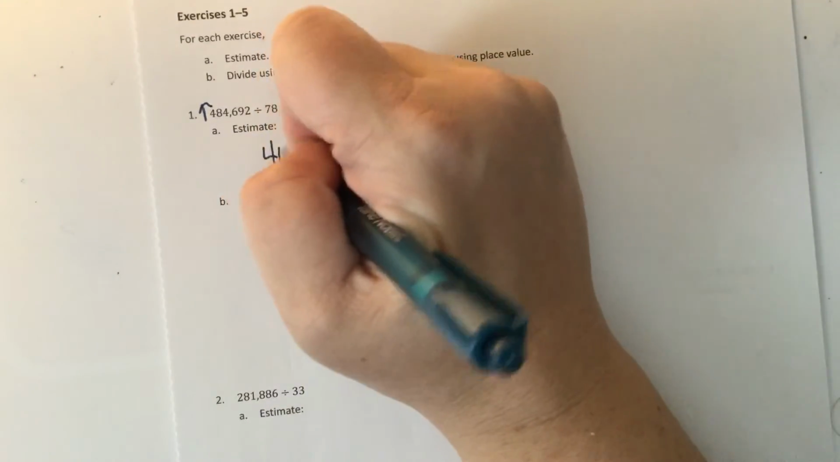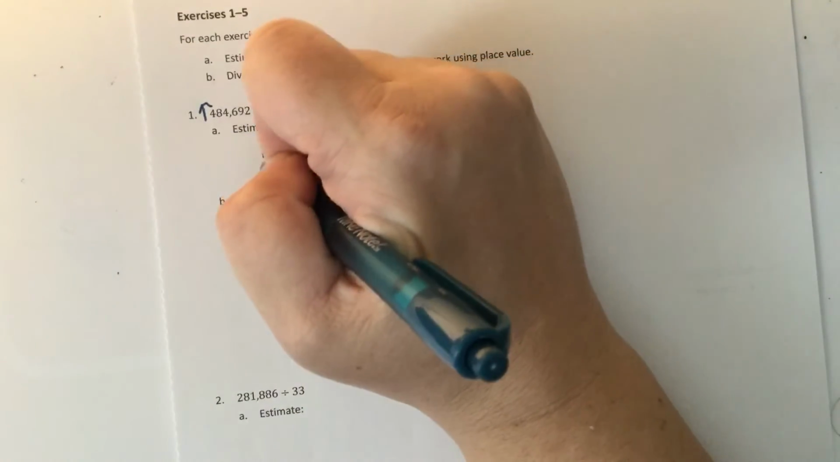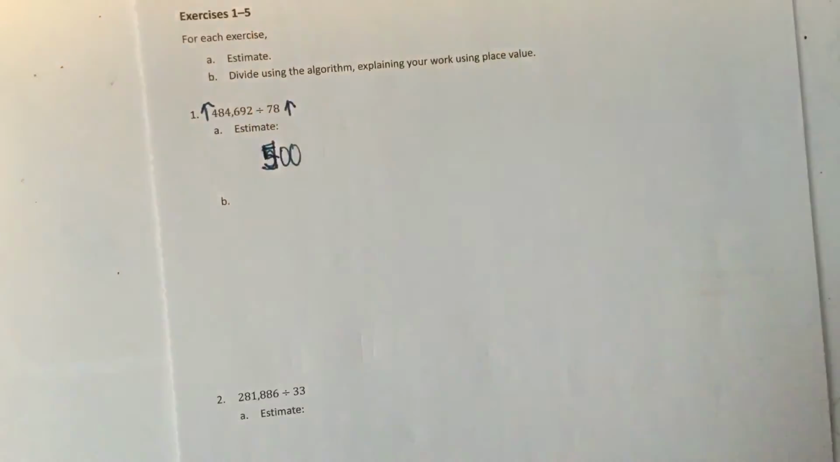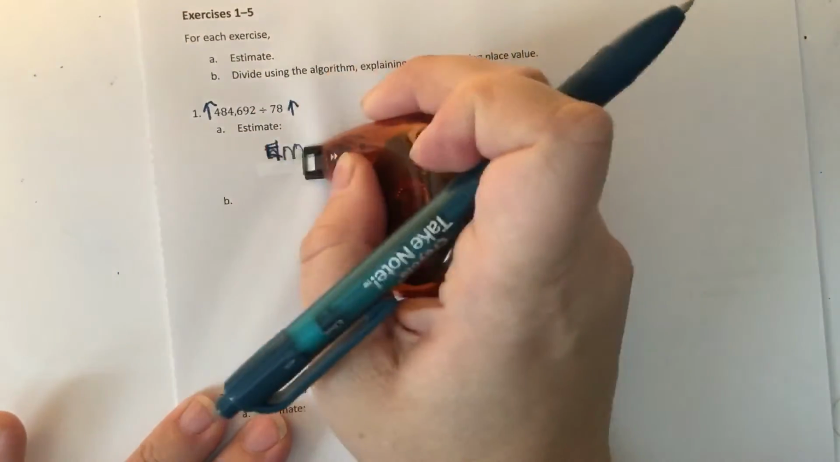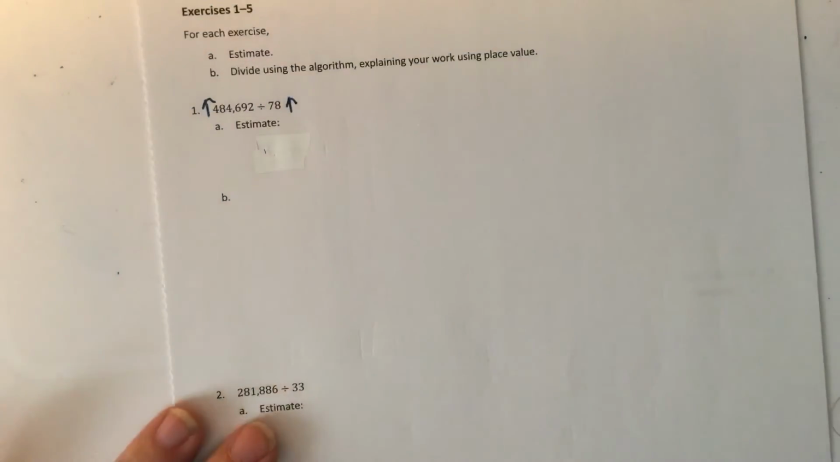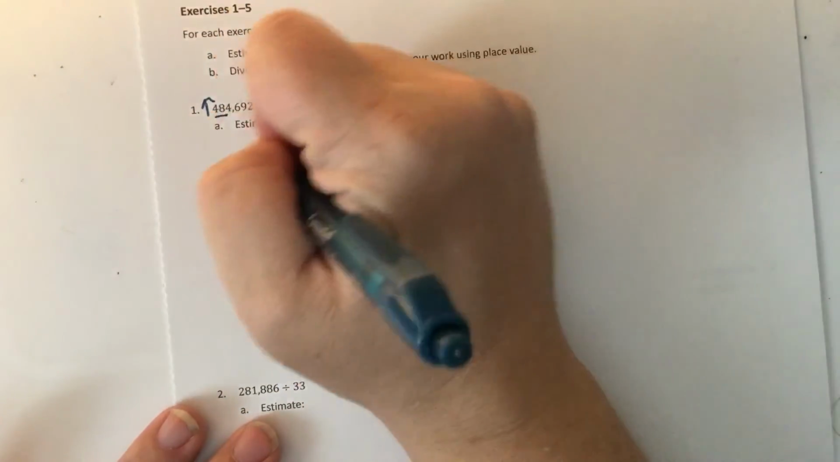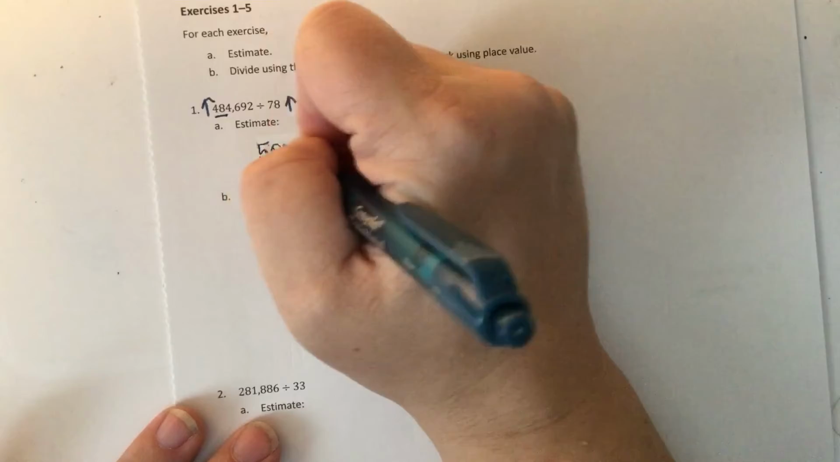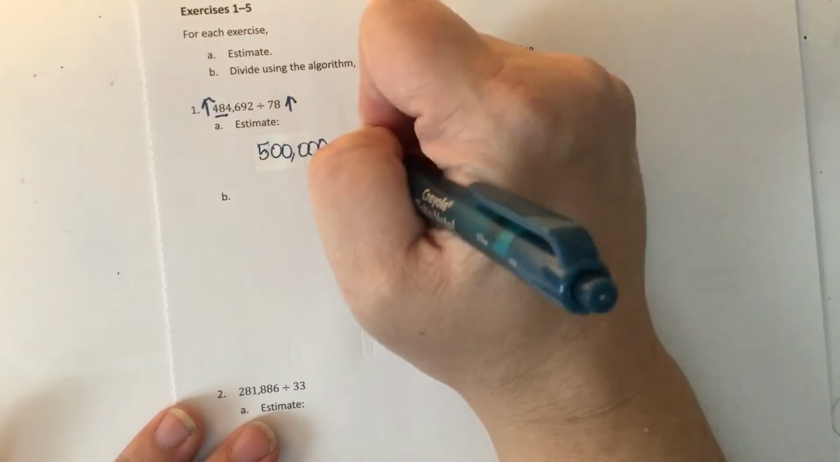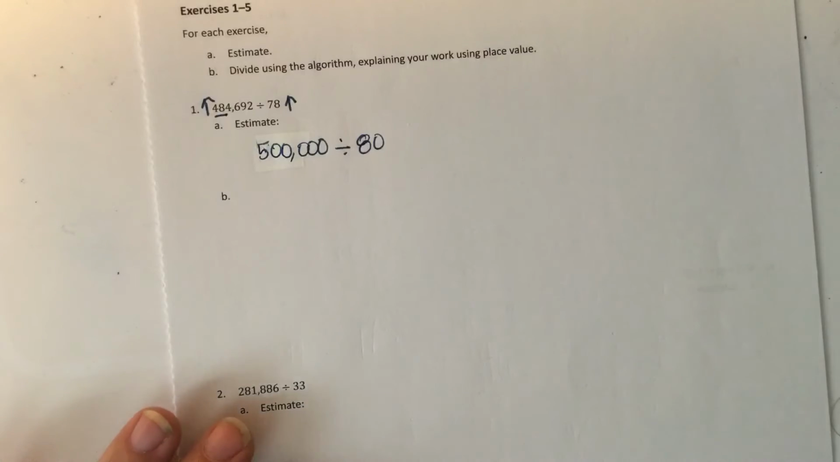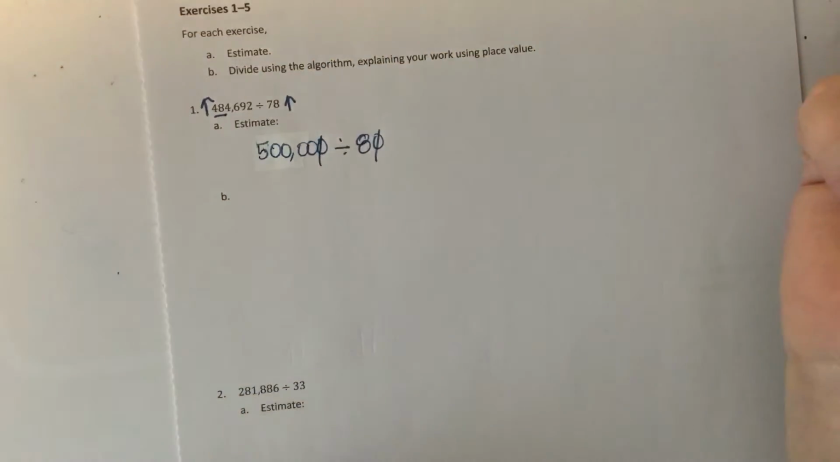So I would do 500,000 because we're closer. I'm sorry, I would do 500,000 because we're at 484. So you see 48, so I would go up to 50. 500,000 divided by 80. Okay. So I can take this out. So I have 50,000 divided by 80.